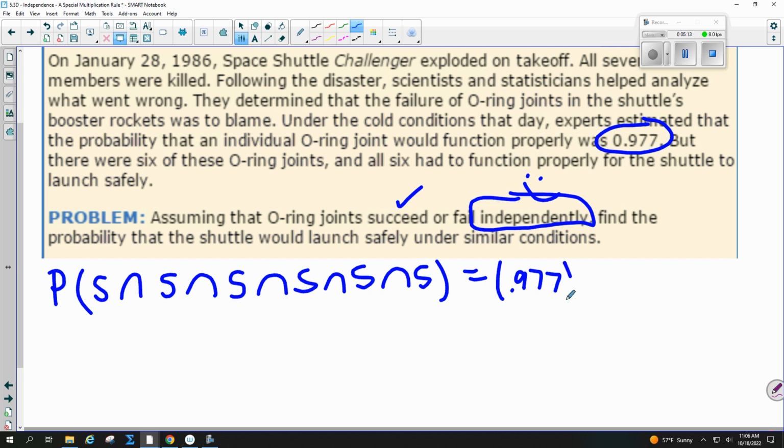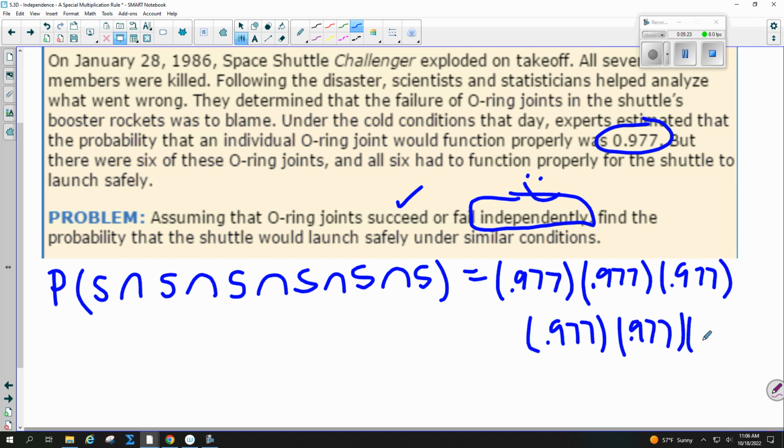0.977. And what's the probability that the next one succeeds? 0.977. And 0.977. And 0.977. There's 4, there's 5, and there's 6. They are independent of each other, so it doesn't matter what the other one did. You're allowed to just multiply them together. All right. And when you multiply all of these, we get an 87% chance that all 6 of them succeeded.